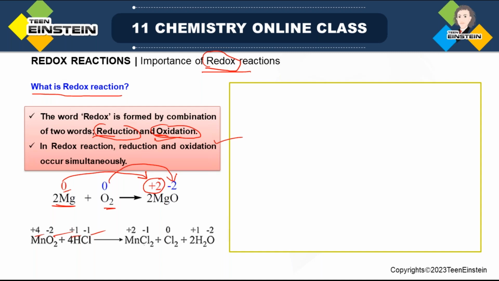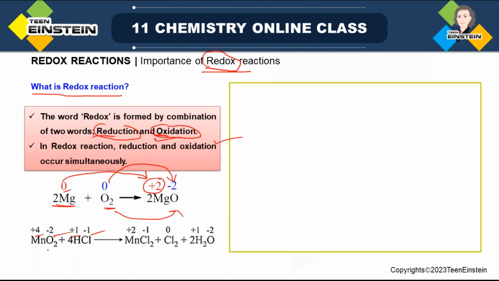In this case, from 0 to +2, the number is increasing. This is basically loss of electrons, and it means it is oxidation. Similarly, the other process, from 0 to -2, is going towards negative. That means it has gained some electrons. So gain of electrons is basically reduction. So here you can see both processes are occurring simultaneously.